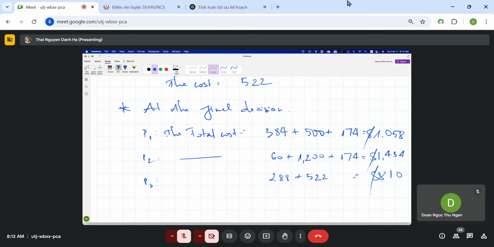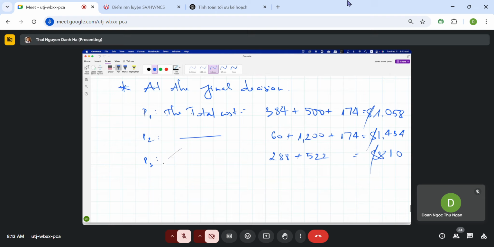So after we have this information, we need to mention JC McCoy should choose plan number three, because with this plan she can have a really lower cost for the medical system, right?